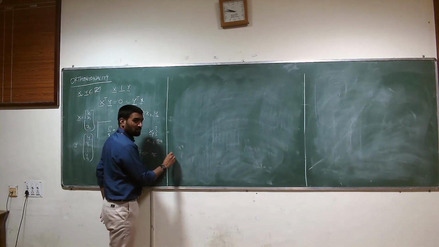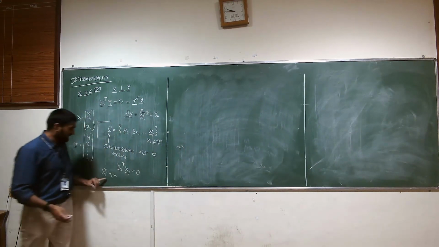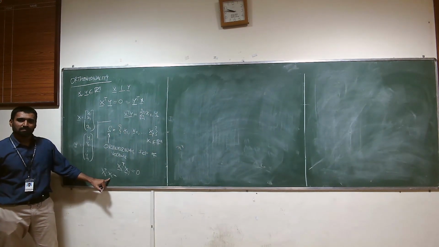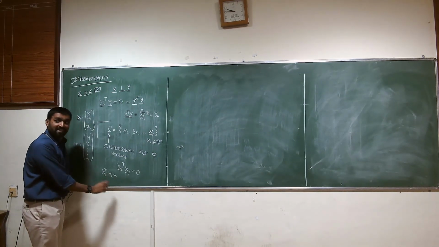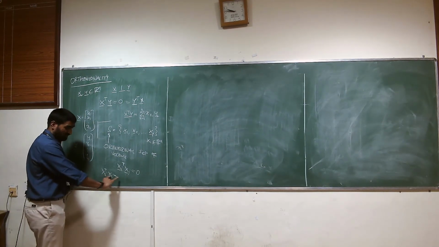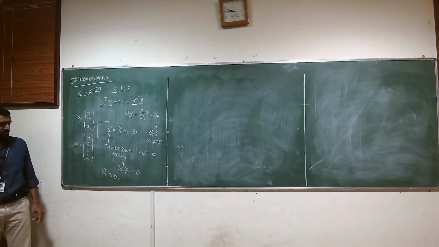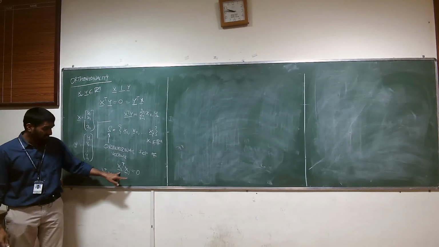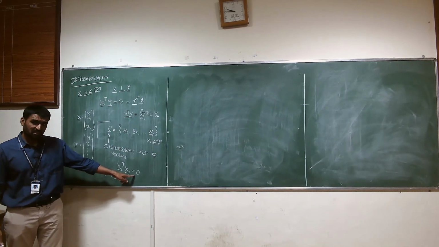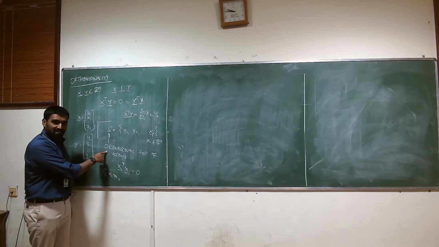X is a real number. So what is the condition for this to be 0? Yeah, only if it's a 0 vector. For the 0 vector, this will be 0. Otherwise, this is always greater than 0. So if you have this condition satisfied, then you say it's an orthogonal set of vectors.